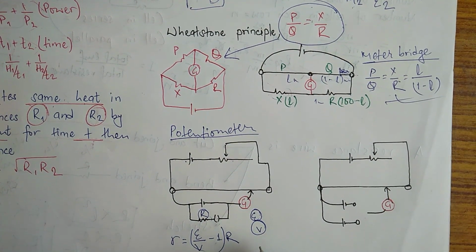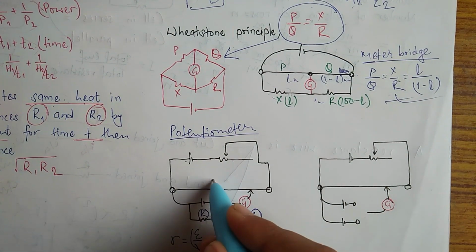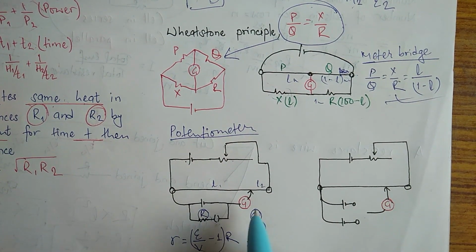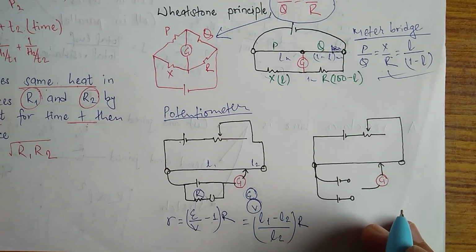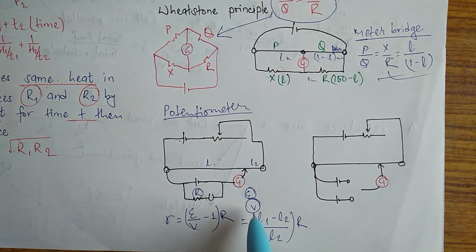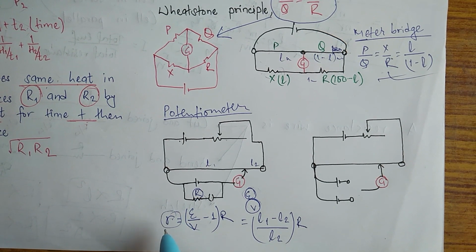Now another formula for E is L1, L2. So when it was E, L1 will come, and when it was V, L2 will come, and the formula is L1 minus L2 by L2 into R. These two are the formulas to calculate resistance of cell.